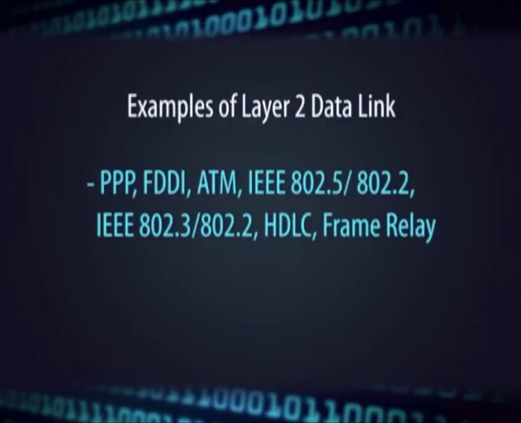Layer 2 data link examples include PPP, FDDI, ATM, IEEE 802.5/802.2, IEEE 802.3/802.2, HDLC and frame relay.